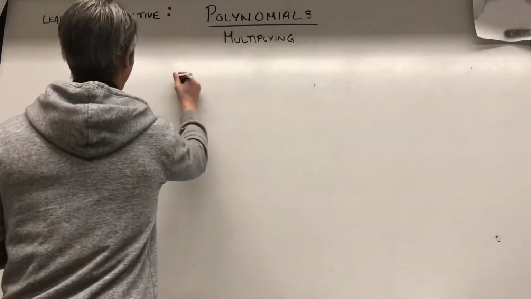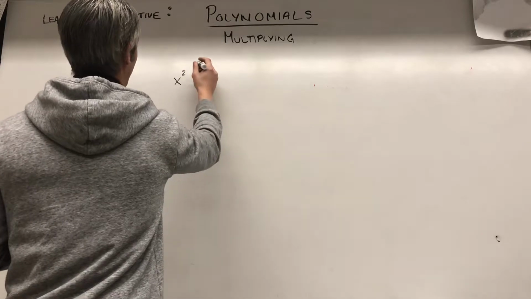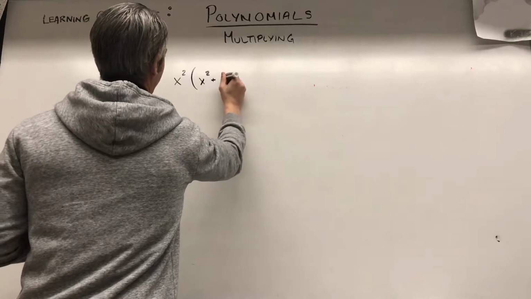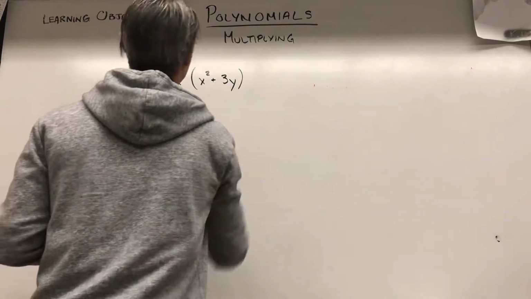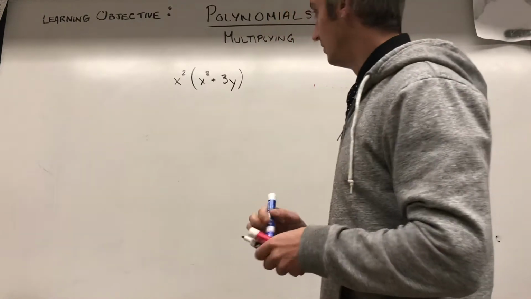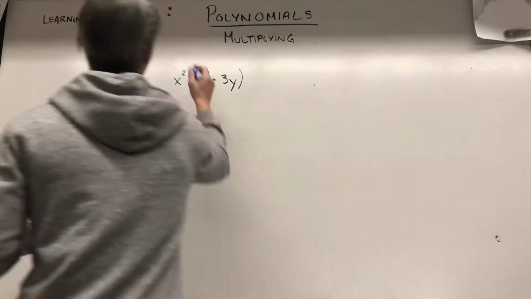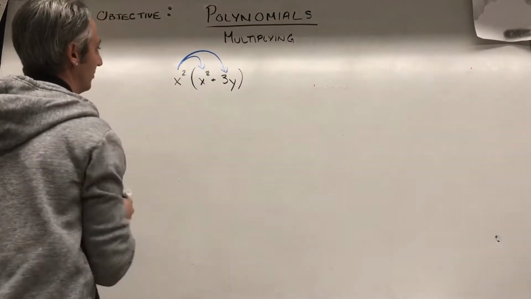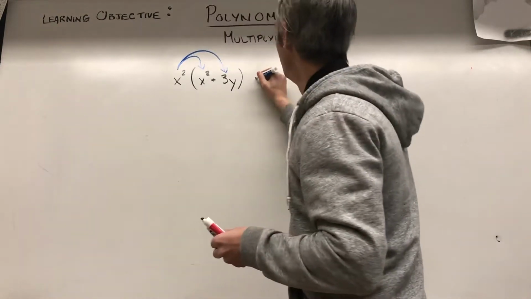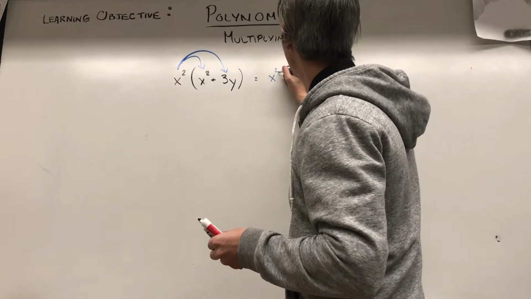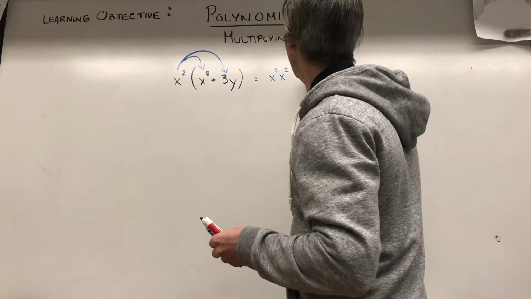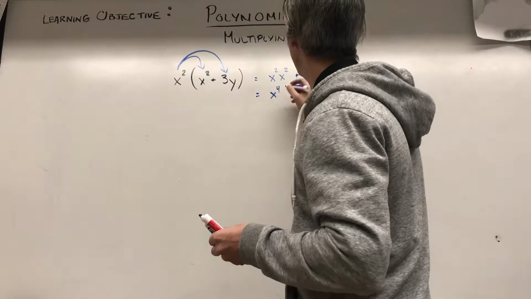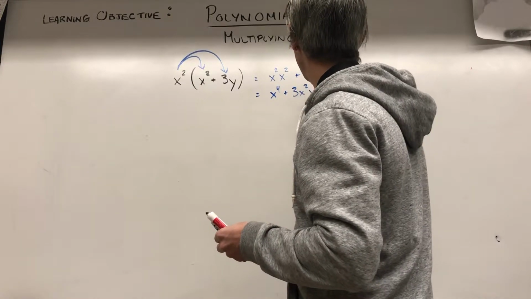So let's start basic. Let's start with a monomial multiplied by x squared plus 3y. Okay, because there's an addition sign here, this has to distribute evenly into each term separated by the operation. So this becomes x squared times x squared, plus 3x squared y. x to the 2 plus 2, plus 3x squared y.